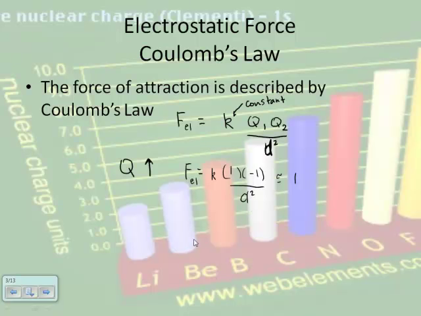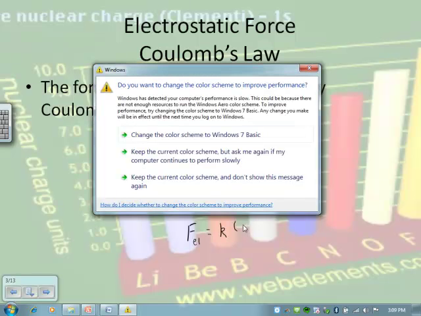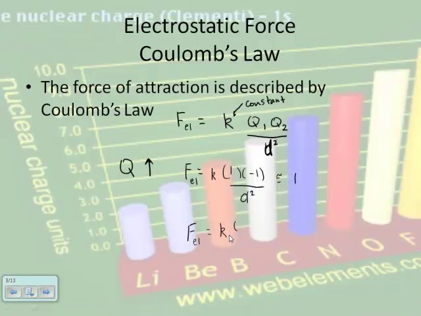Now let's compare that to beryllium, since I'm looking at that in my chart. So look on the periodic table: how many protons are in beryllium? Beryllium is number 4. So beryllium has 4 protons and 4 electrons.